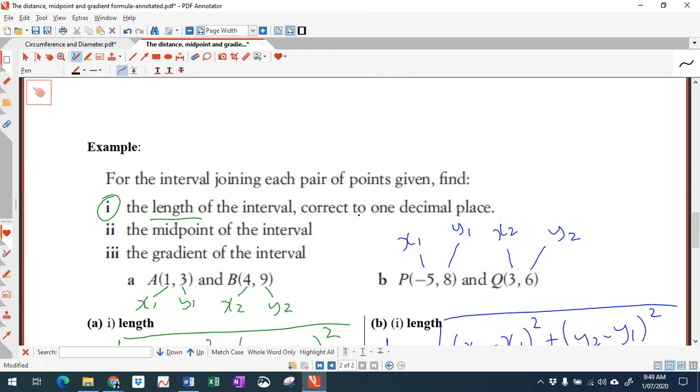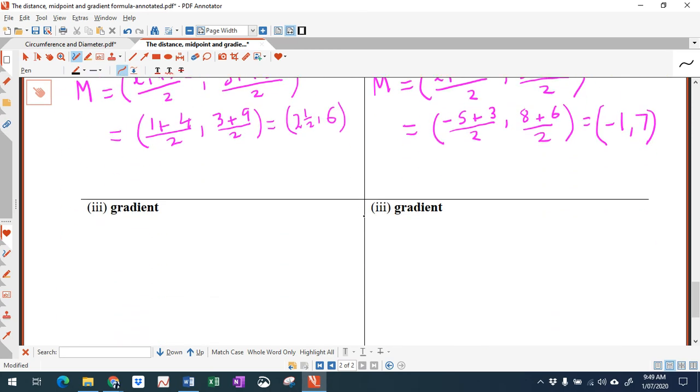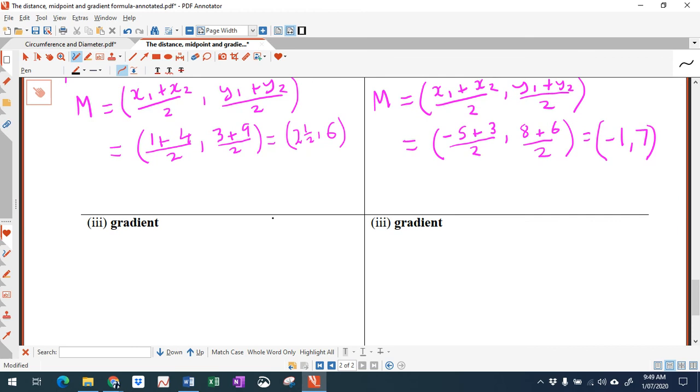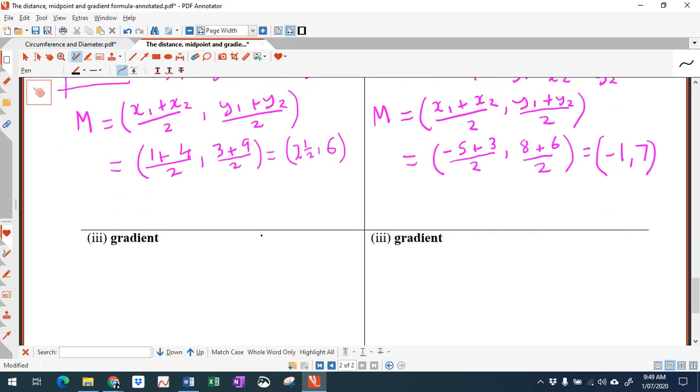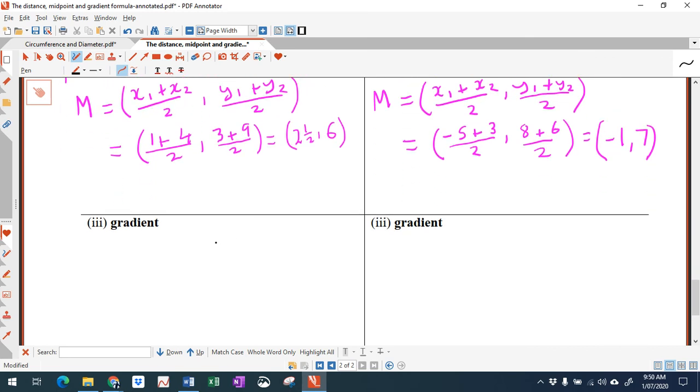So pull that down. Now, the last bit we've got to do on the sheet is the gradient, or the slope if you like. So I'm going to write the points down again. (1, 3) and (4, 9) are the 2 points we're looking at. So (1, 3) and (4, 9). Now what I'm going to do is tag those points. x1, y1, x2, y2.